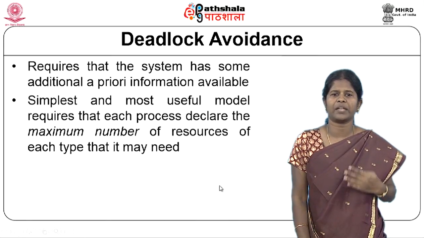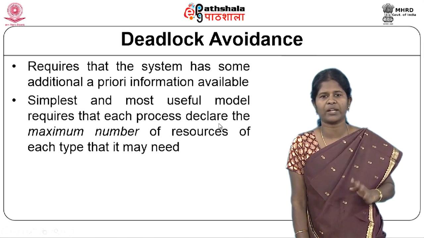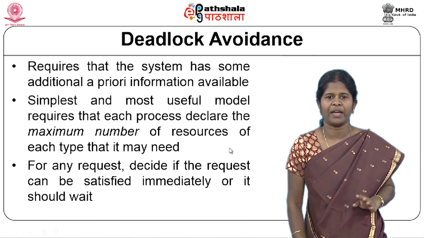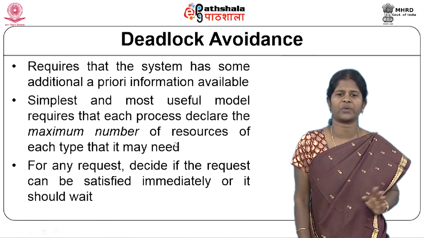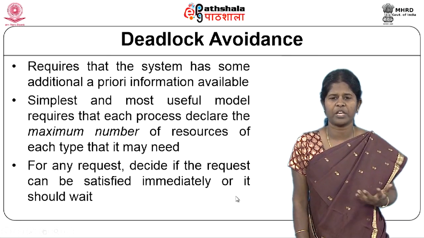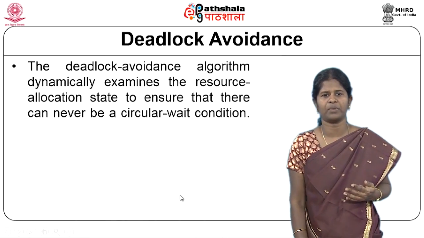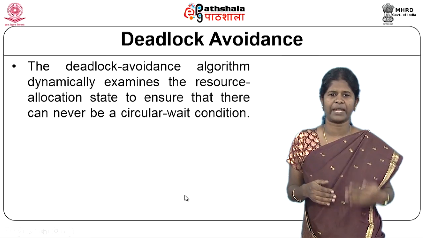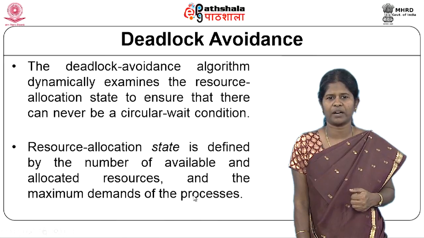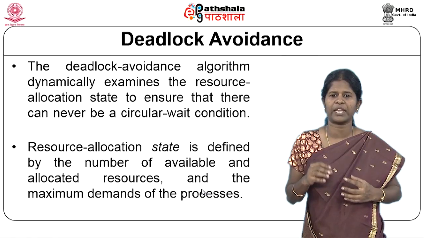So, this is the simplest and most useful model and requires that each process declares the maximum number of resources of each type that it may need. And for any request, it will decide if the request can be satisfied immediately or it should wait, based on the information that it has got. And this deadlock avoidance algorithm will dynamically examine the resource allocation state to ensure that there can never be a circular wait condition. And here you get a term called a state, the resource allocation state.